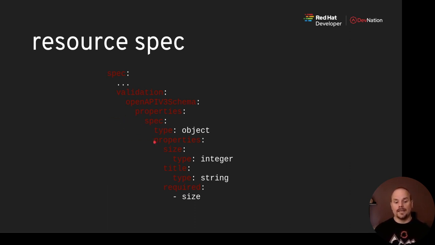So this spec is going to tell us that when users create a visitors type resource, they can specify two fields, a size and a title. The size is going to be an integer. The title is going to be a string. Those are going to be used by our operator to configure the running visitors application.